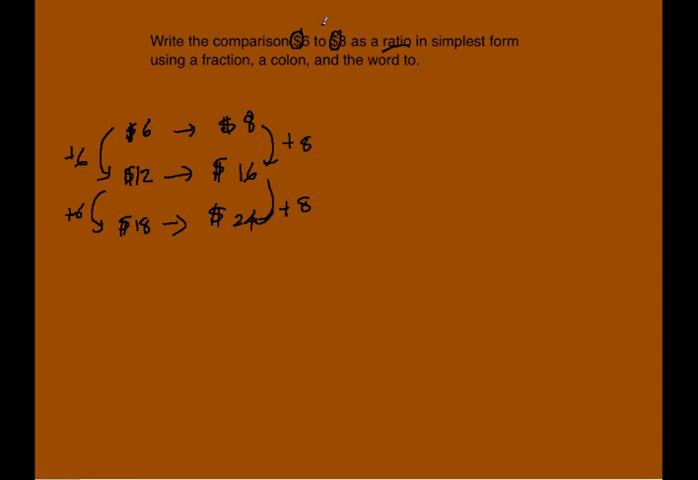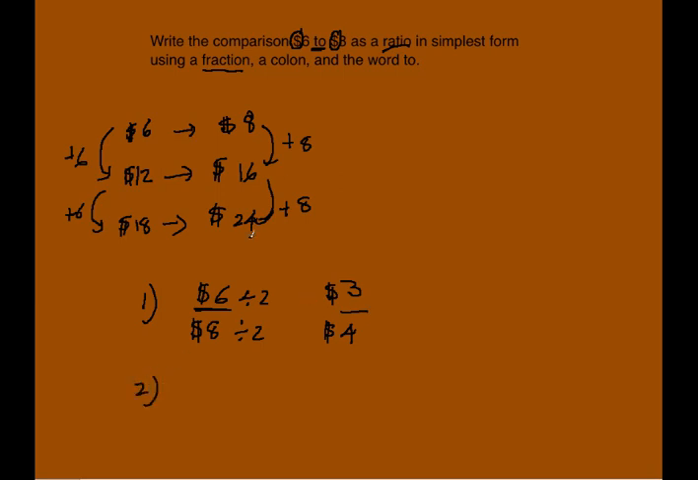But let's do the problem. They want us to write the ratio here in simplest form using a fraction, a colon, and the word to. First, let's use a fraction. All it means is $6 to $8. So $6 over, that's a division line because we want to write it as a fraction first, $8. Again, whenever you can simplify a fraction, make sure you simplify it. So here I can divide top and bottom by 2. So 6 divided by 2 is 3, and 8 divided by 2 is 4. So that means every time I make $3, you make $4.